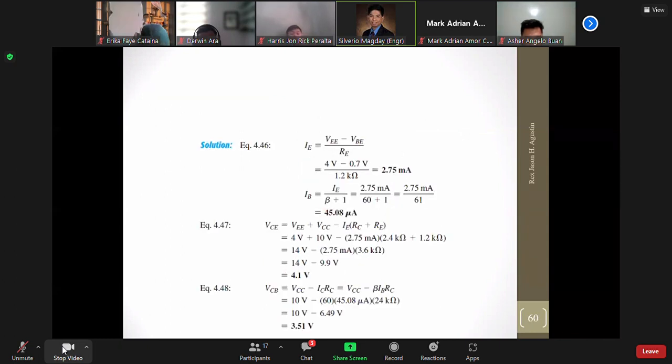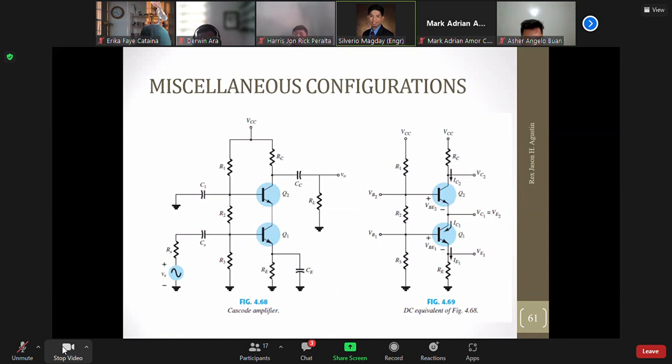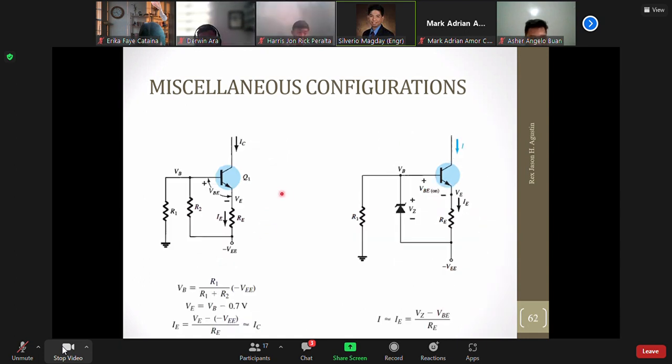Okay, diba, madali sundan lang. Kung KVL lang, buuin nyo lang din. KVL lang yung pinaka-solution niya. So, we have more miscellaneous configurations just like ito. Ito kasi 2 stages na siya. Pero most of the time talaga naman, so far, wala pa naman mga 2 stages. Ito, pwedeng single stage kasi ito.